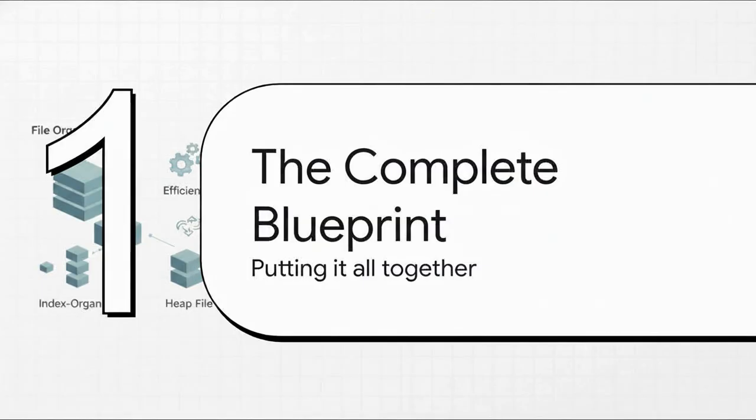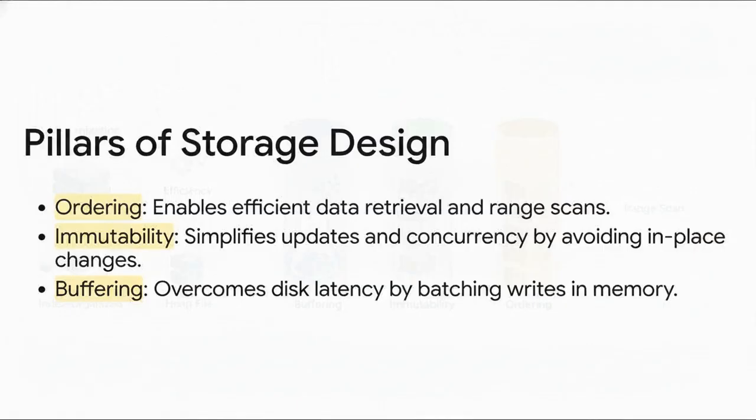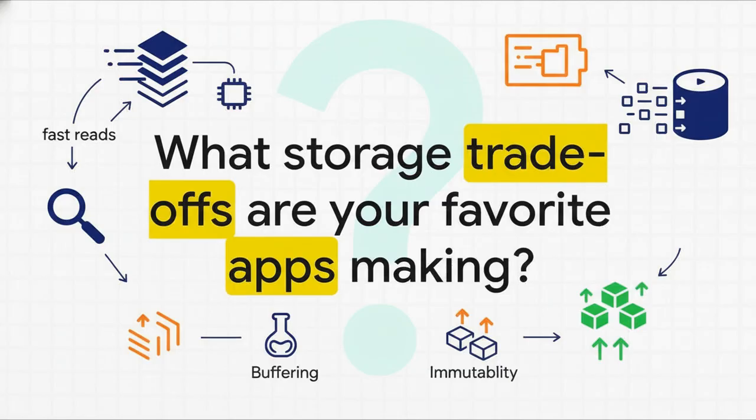So now let's zoom out and put all the pieces together to see the complete blueprint we've just designed. This is the foundation for pretty much every high-performance data system out there. So, to recap, first, we use ordering to give our data structure, which makes finding things super fast. Second, we handled changes with immutability, which cleverly avoids all the problems of modifying data in place. And finally, we use buffering to outsmart our slow hardware by batching up our writes in fast memory.